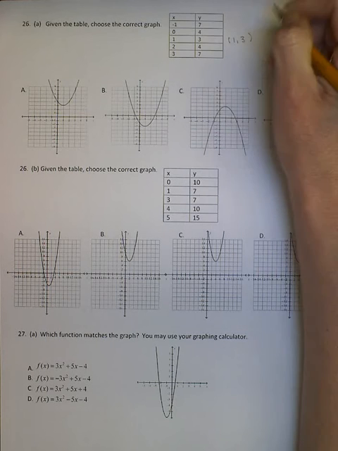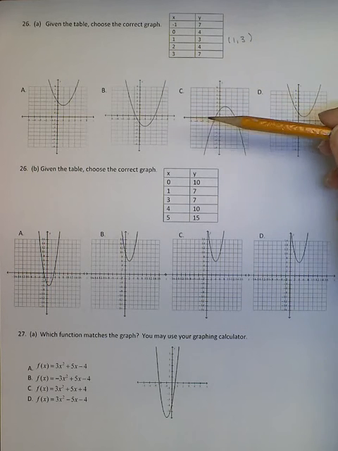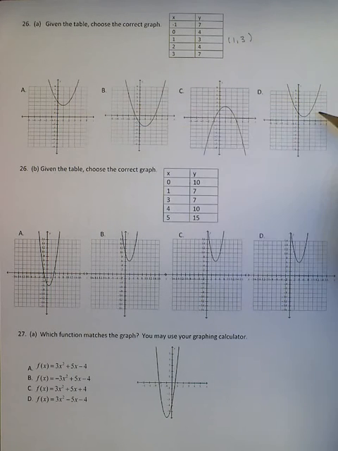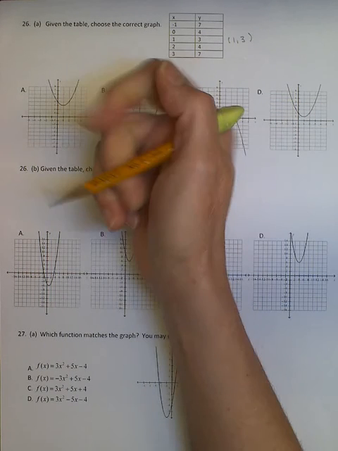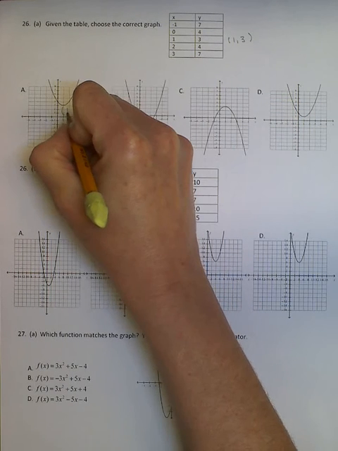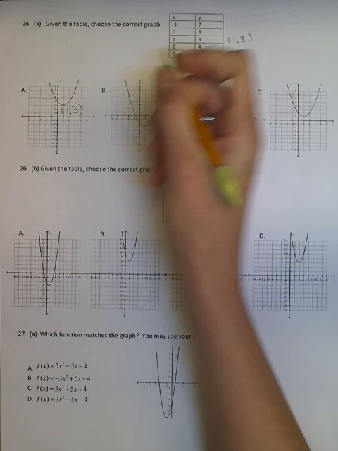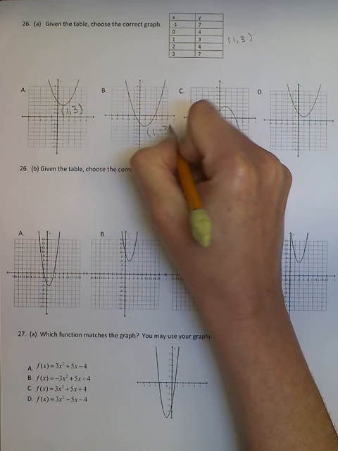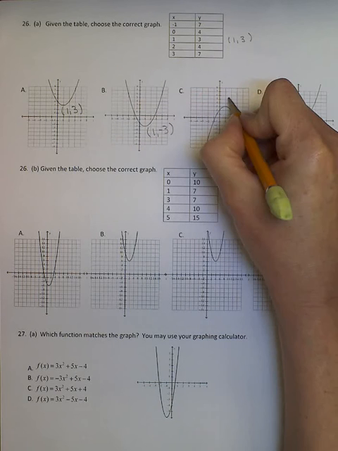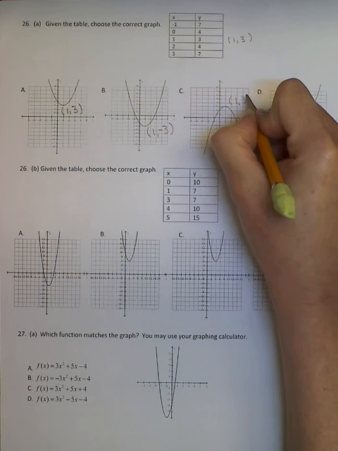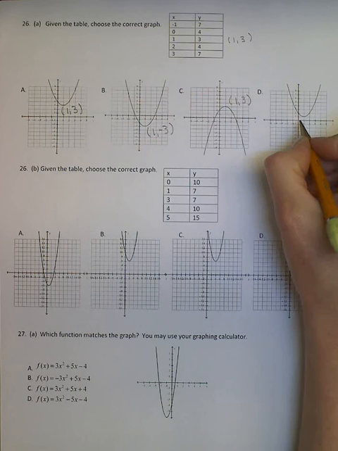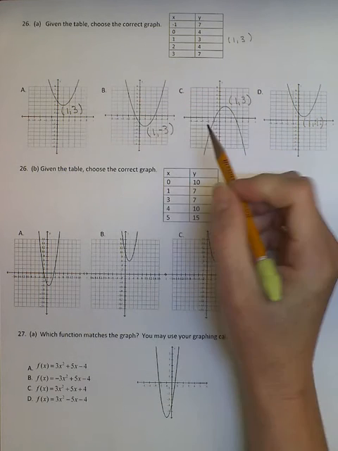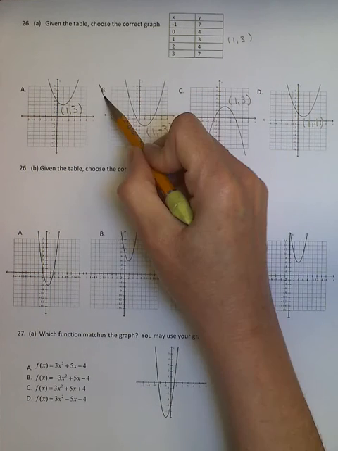Let's look at our answer choices and identify the vertex and determine if any of our answer choices can be eliminated. Answer choice A has a vertex of 1, 3. Answer choice B has a vertex of 1, negative 3. Answer choice C has a vertex of 1, 3. Answer choice D has a vertex of 1, 1. So we can eliminate answer choices B and D.